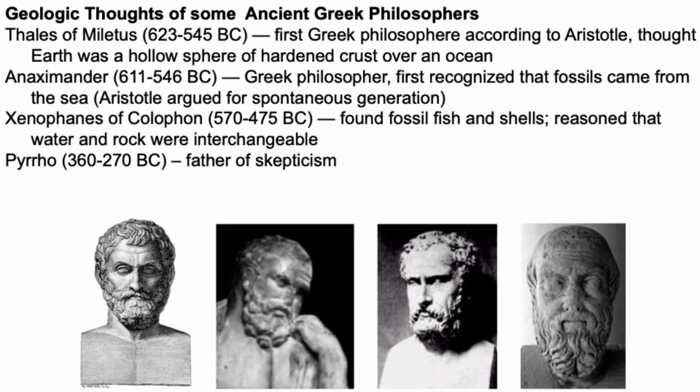Anaximander recognized fossils. It was Aristotle, however, who suggested that these fossils are probably from spontaneous generation. They could grow right in the rock. And that's an idea that would stick with both the Greeks and then also later with Christian cultures all the way into the Middle Ages, that God could have caused things to grow spontaneously directly in the rock. Xenophanes of Colophon found fossil fish, and he reasoned that rock and water were interchangeable. Same sort of idea. So you could change water into rock, essentially.